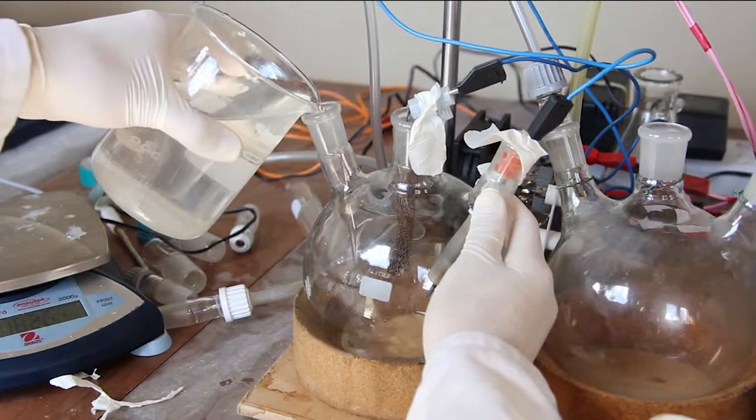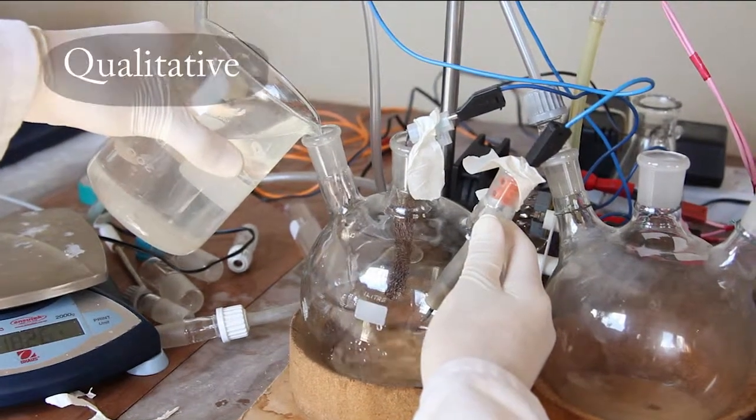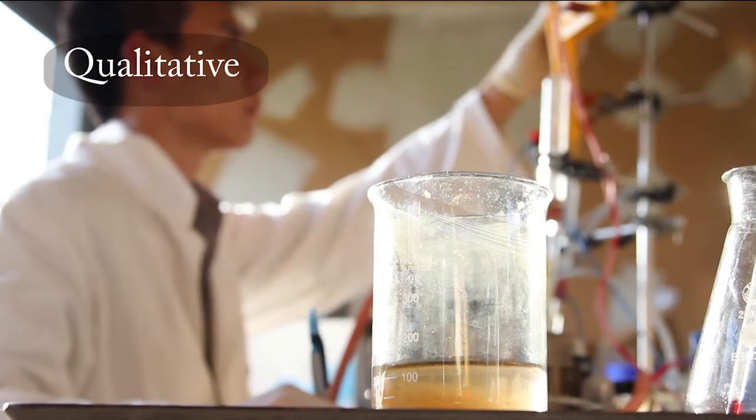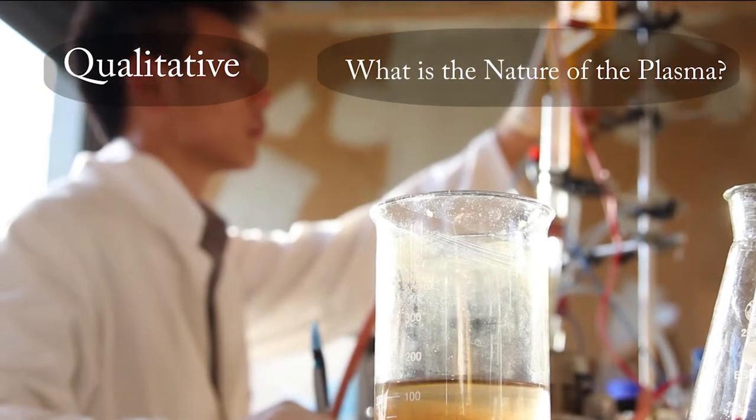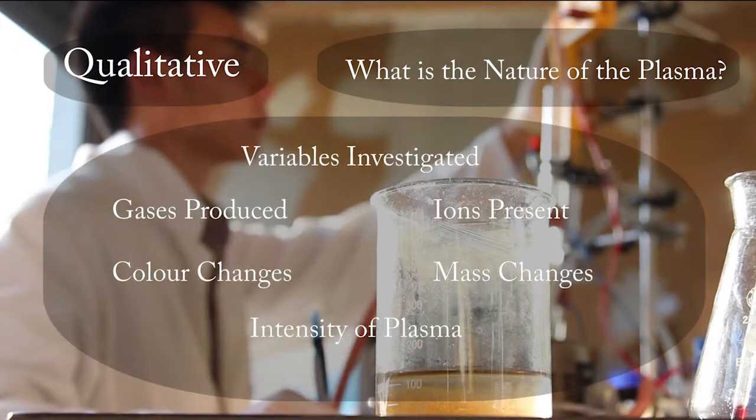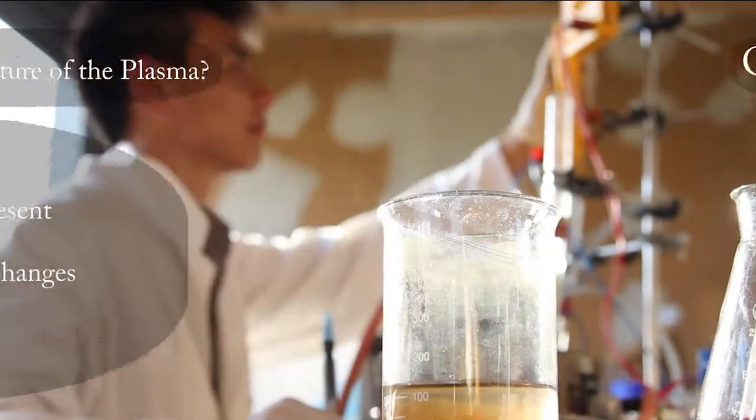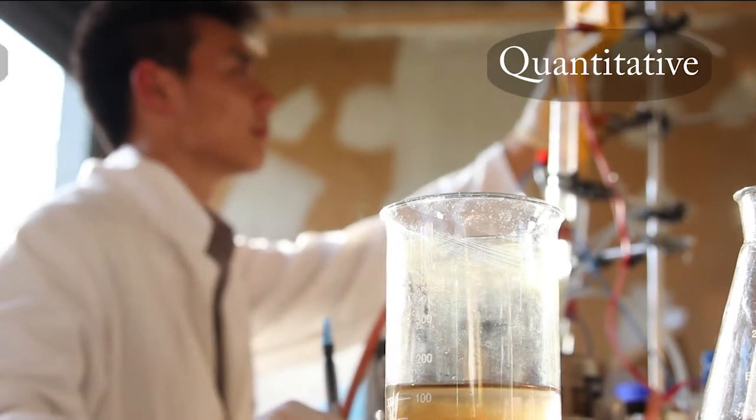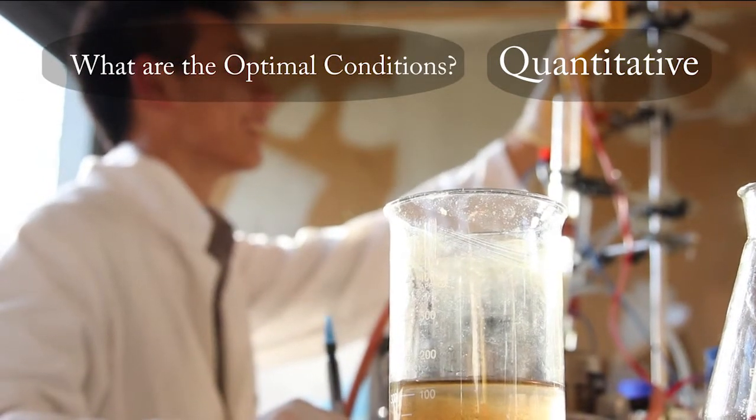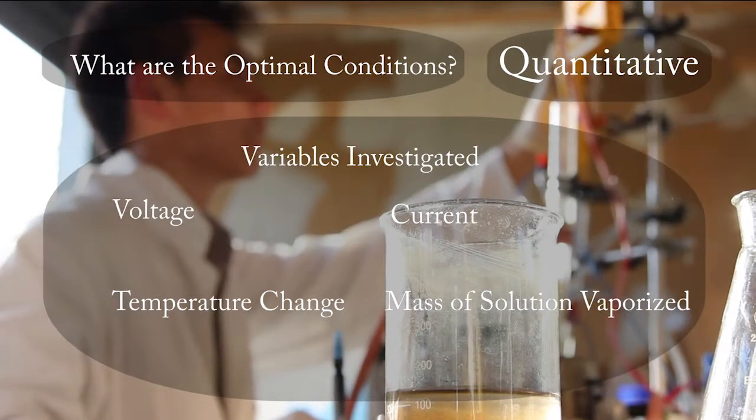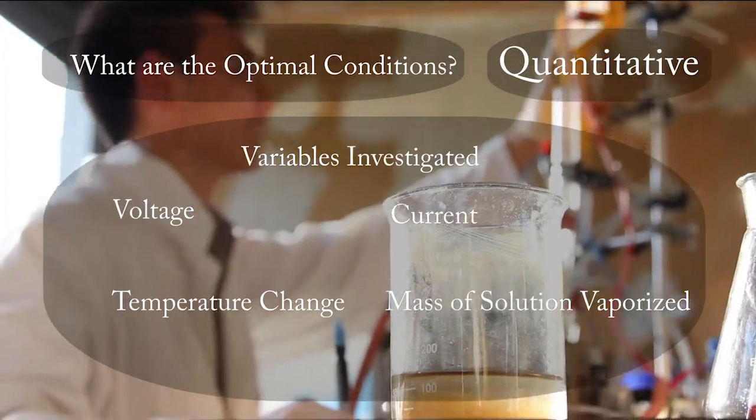I decided to split the investigation into two parts, qualitative and quantitative. The qualitative side would answer the question, what is the nature of a plasma? And I investigated the variables of gases produced, ions present, color, mass, and intensity of a plasma. On the quantitative side, I would answer the question, what are the optimal conditions? For this, I looked at the variables of voltage, current, temperature, and mass of solution vaporized.